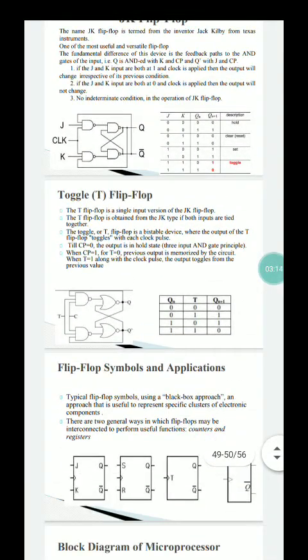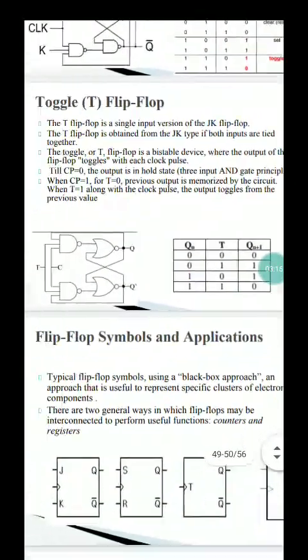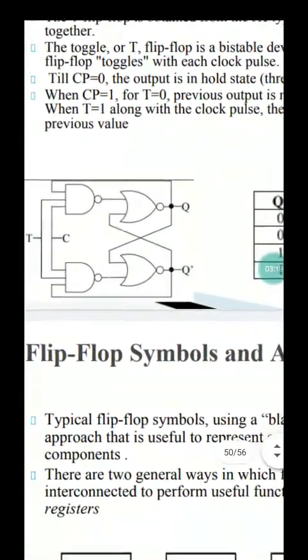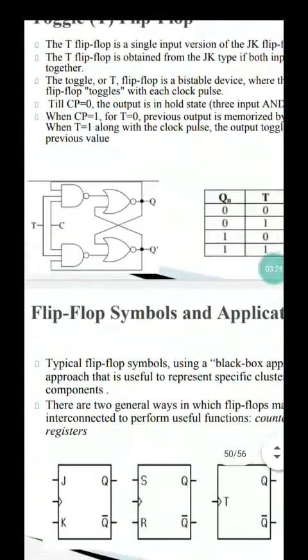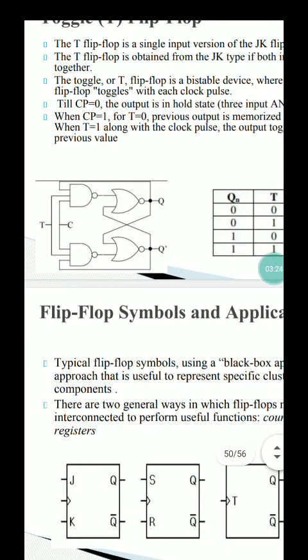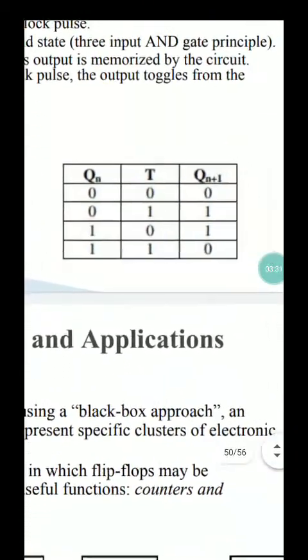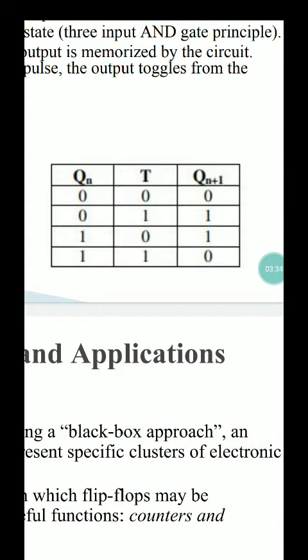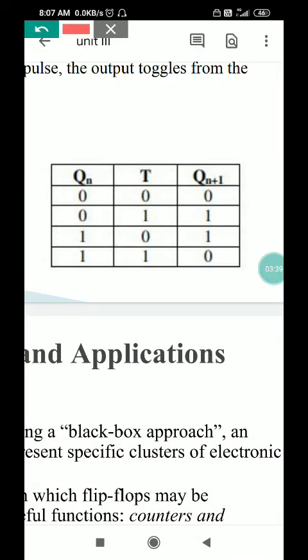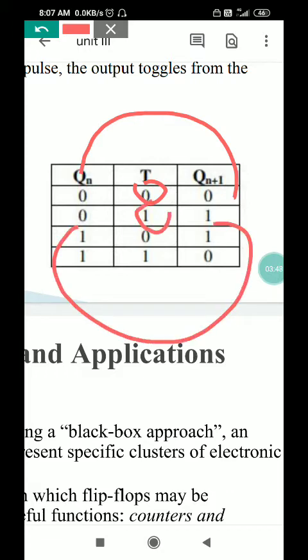And then we have the T flip-flop. In the T flip-flop, we have this circuit diagram. There is only one input labeled T, and this T input is shorted to both of the NAND gates. This is your truth table. The truth table is very simple. T stands for toggle. If previous output was 0, then it will remain 0 if T is 0. If previous output was 0, it will become 1 if T is 1.